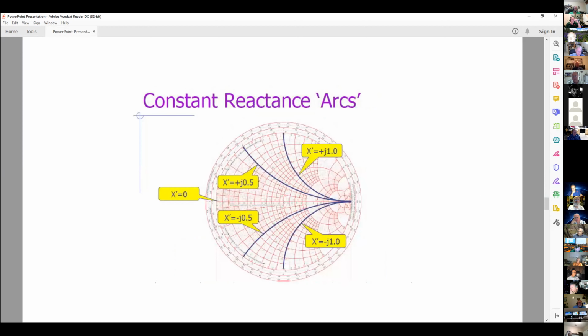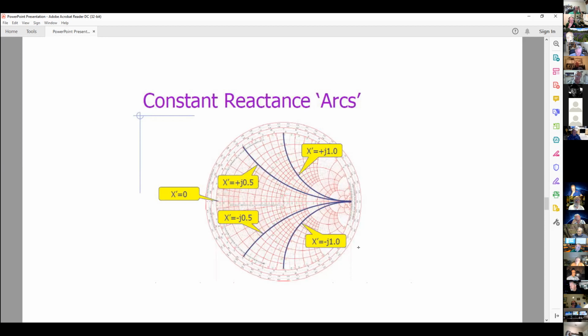So the circles that are drawn tangent to this edge, with the center up here somewhere, are constant reactance circles. And this is an inductive reactance circle with a value of 1 in the normalized world, 1 in the real world, 50, since we've chosen the 50 ohm impedance as our system impedance. And here is the curve that goes down. That's negative J1. If we put that into the real world, that's 50 ohms of capacitive reactance.